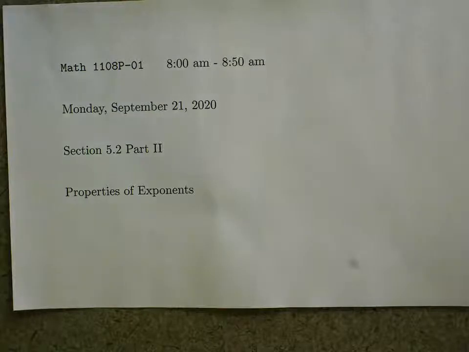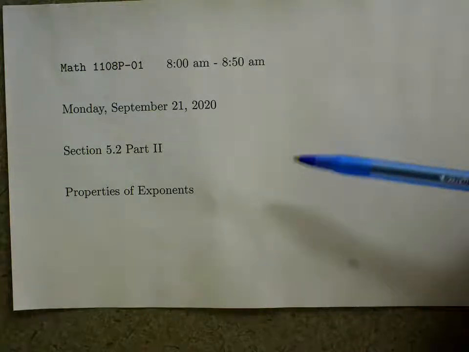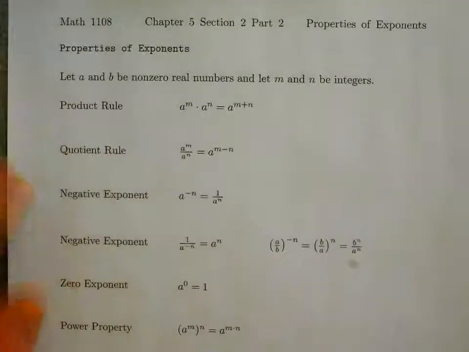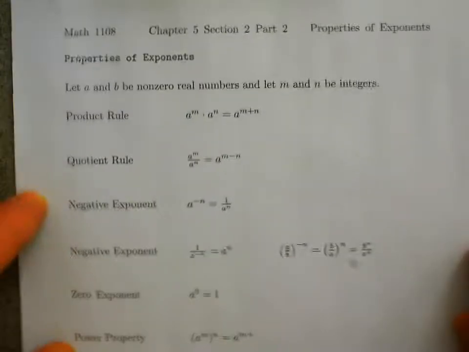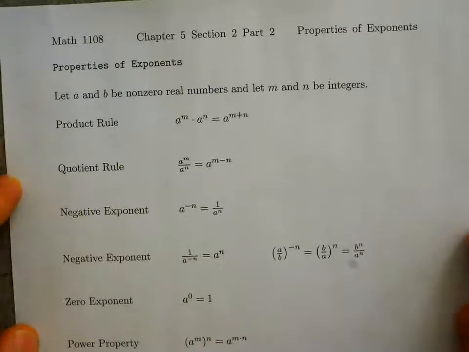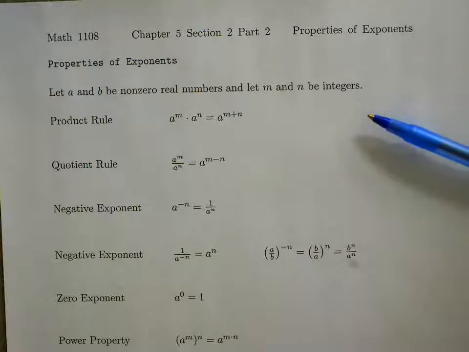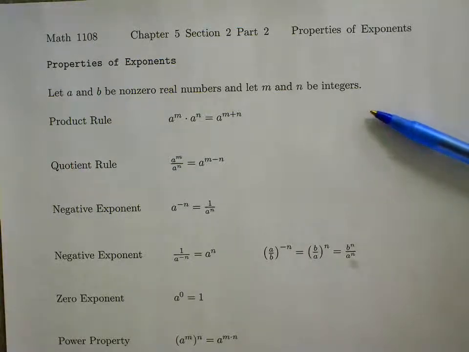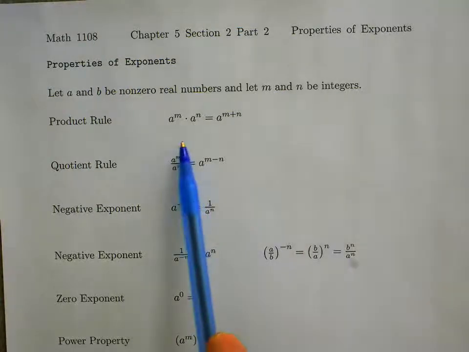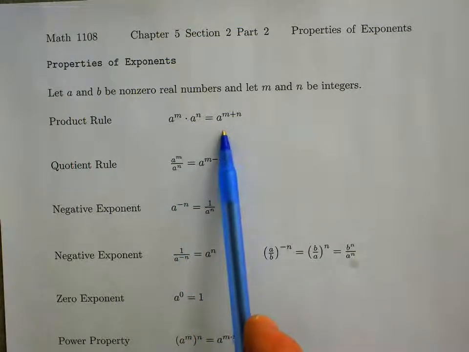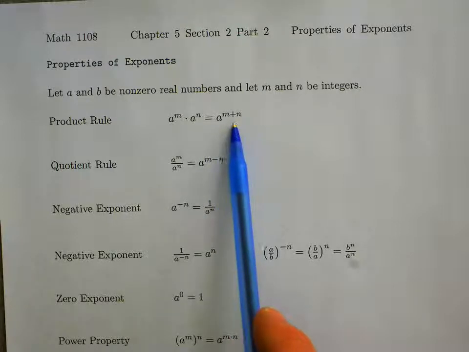All right, 8 o'clock. We'll be in section 5.2 again, properties of exponents. We'll go over the properties that we already covered real quick. Let A and B be non-zero real numbers, and let M and N be integers. The product rule, A to the M times A to the N can be simplified to A to the M plus N, so you add the exponents.